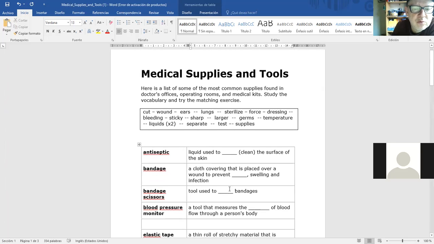Hagamos los tres primeros juntos y después ustedes siguen en grupitos que los voy a separar. Wound es herida, Martina, herida. So, antiseptic. It's liquid used to clean the surface of the skin. What is a synonym for cleaning? Liquid used to antiseptic.